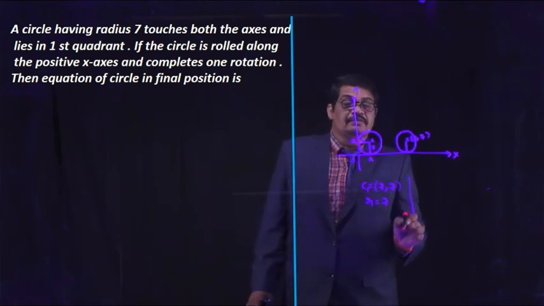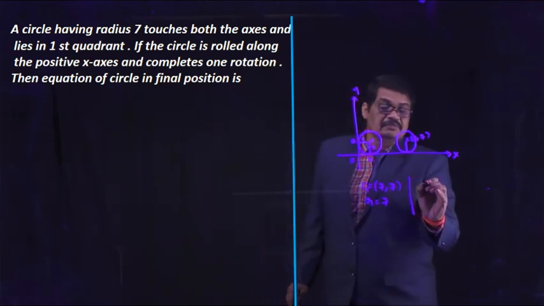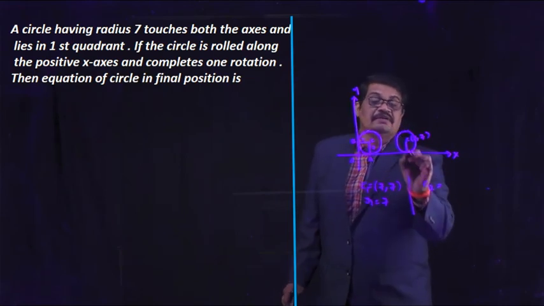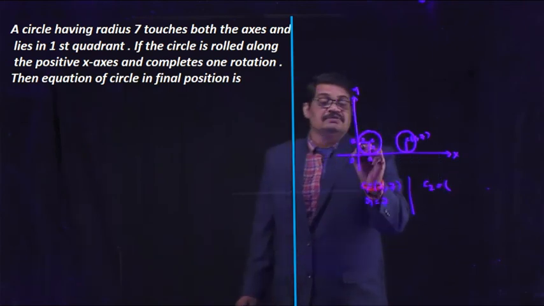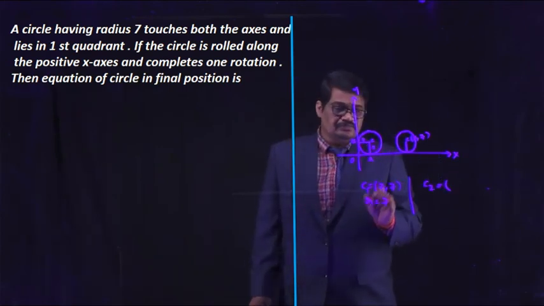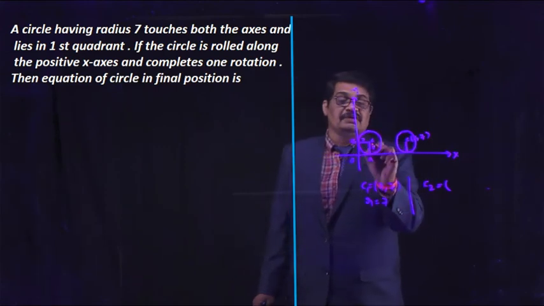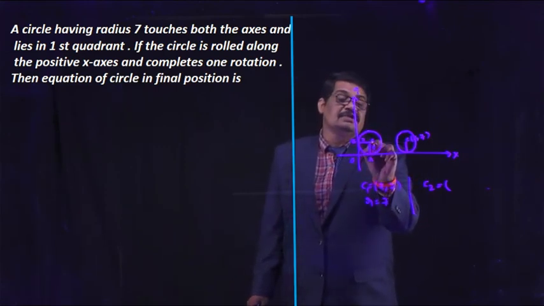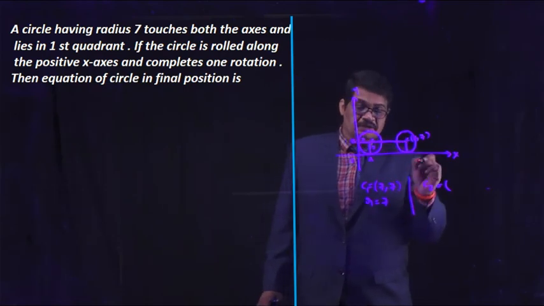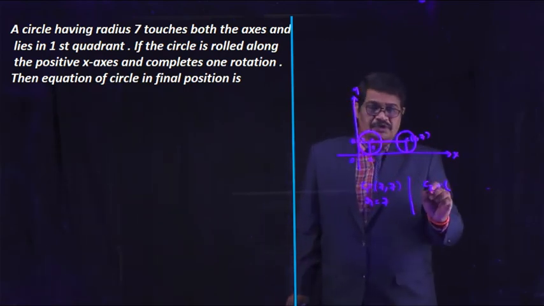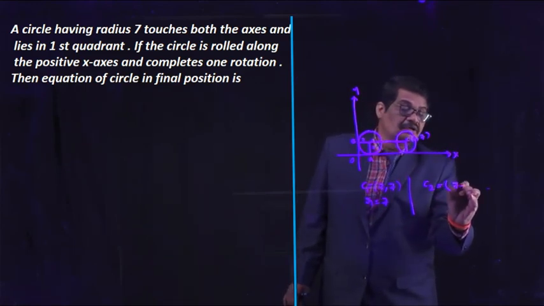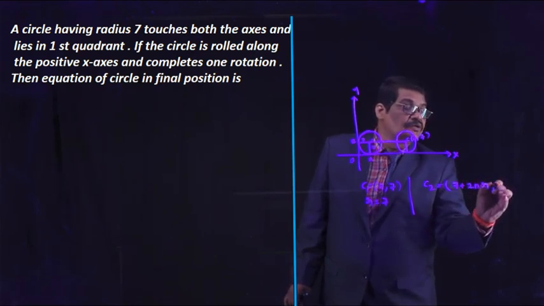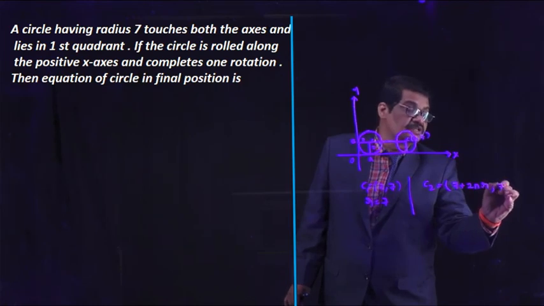Next, what is the final position? The coordinates of the center C2. At the final position, what are the coordinates of the center? Here this is 7 units. So after completion of one rotation, the length increased in the x coordinate is nothing but the perimeter of the circle. So here the x coordinate increased by the perimeter, that is 2 pi r, and the y coordinate is not changed, that is still 7.